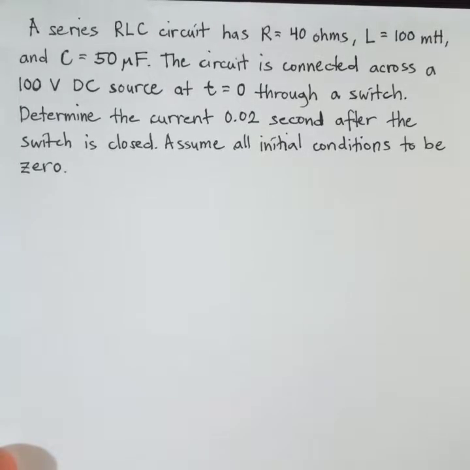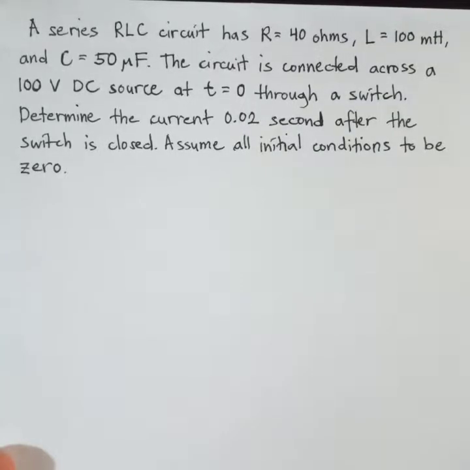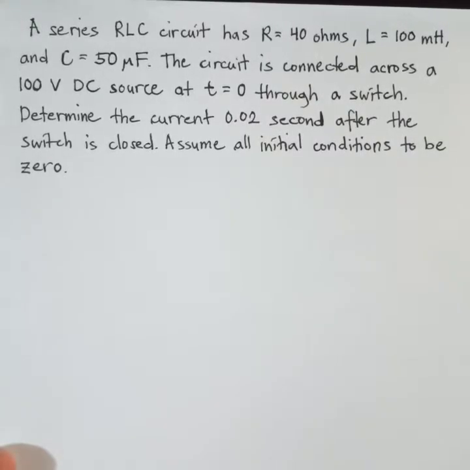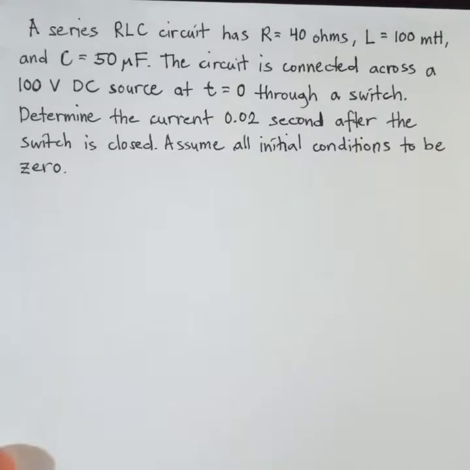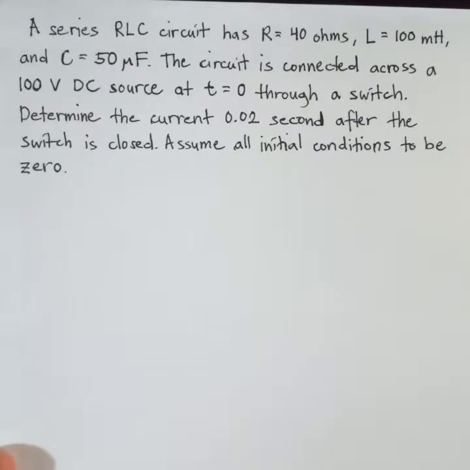Let's solve this problem about electrical transients. A series RLC circuit has R resistor equal to 40 ohms, L inductor equal to 100 millihenry, and C capacitor equal to 50 microfarads. The circuit is connected across a 100 volts DC source at time equal to 0 through a switch. Determine the current 0.02 second after the switch is closed. Assume all initial conditions to be 0.